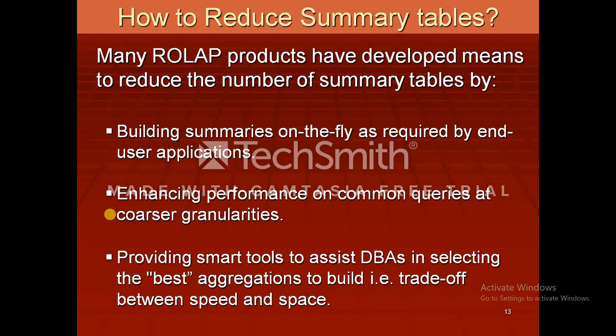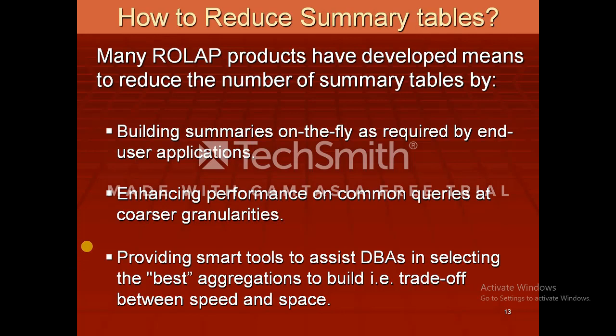So there are different tools available that help a DBA or a data warehouse developer by telling them that you can build this aggregate summary table, or you do not need to build this kind of summary table. In that, they have to trade off between two things, speed and space. So what does space do in a roll-up environment?